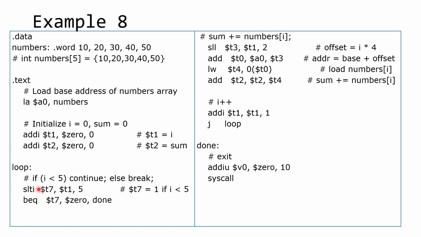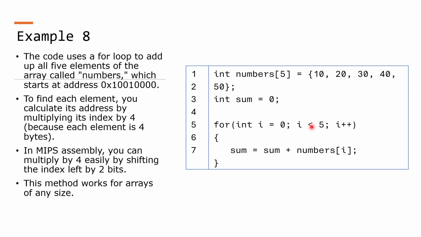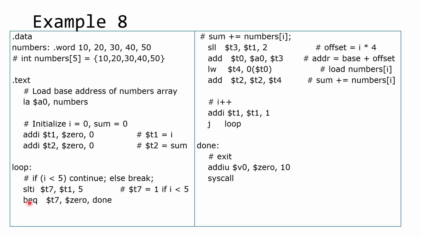And then we will start with the loop. If i is less than 5, we will continue, else break. This means that for the instruction here, it must be less than 5, then we will do the sum. Else means that i is equal to 5, which contains 5. 5 is not less than 5, so we can go to break.